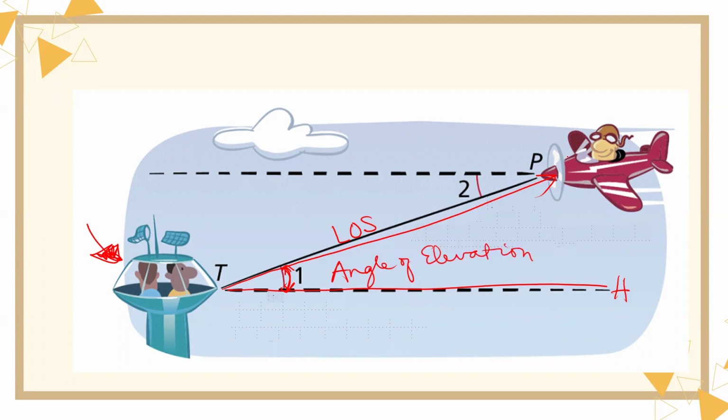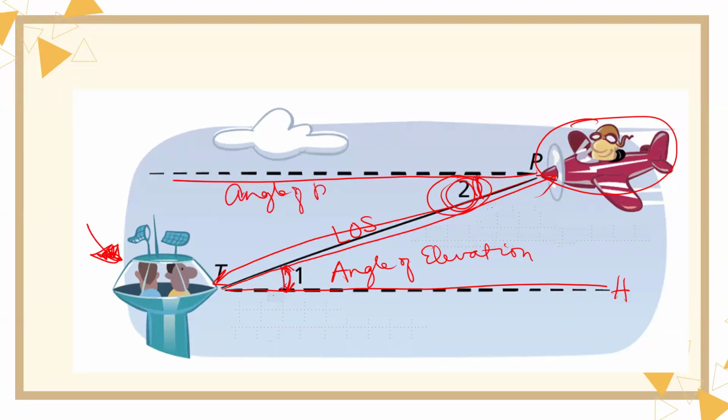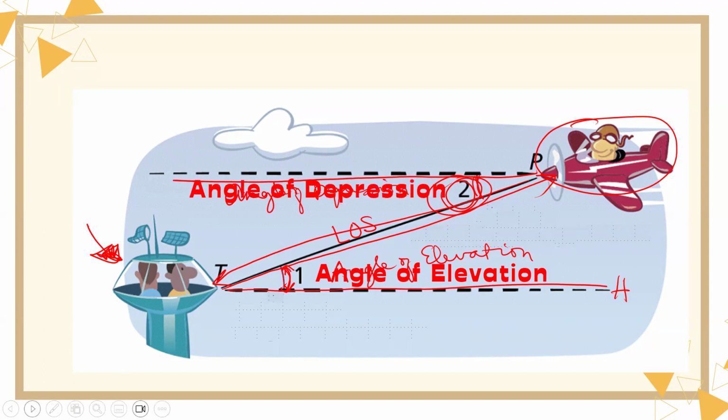Very good. Now, if you're this pilot and you're looking at these people here, and this is the horizontal line, how would you describe angle 2 here? Think about it. Very good. This is now your angle of depression. Okay. Who among you got the correct answer? So angle 1 is your angle of elevation and angle 2 would be your angle of depression.